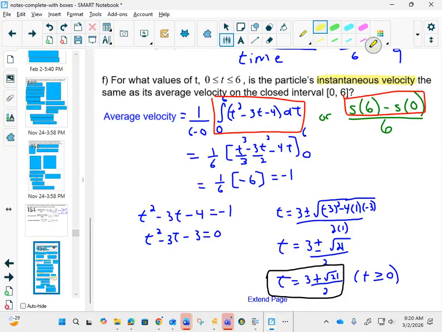So I highlighted instantaneous velocity before. That's just your velocity formula. Your velocity formula tells you what the velocity is at that instant. We're making that equal to the average velocity, which is -1.